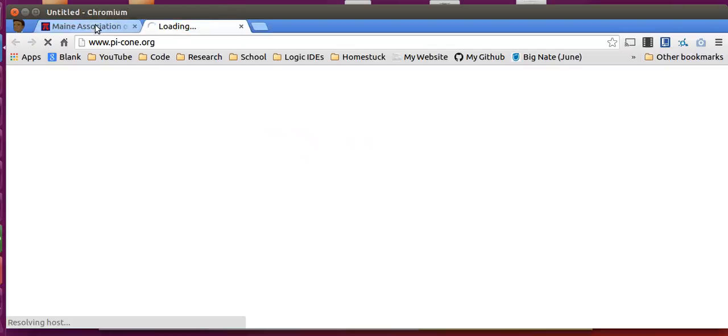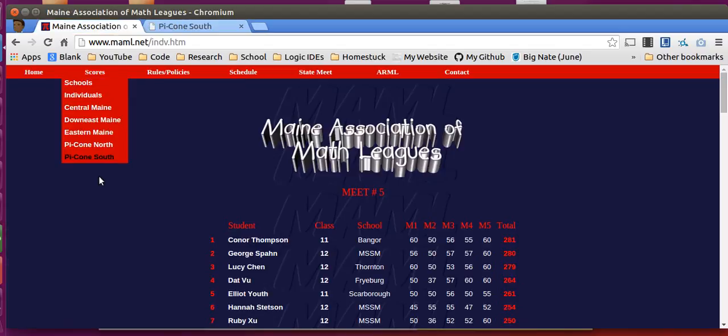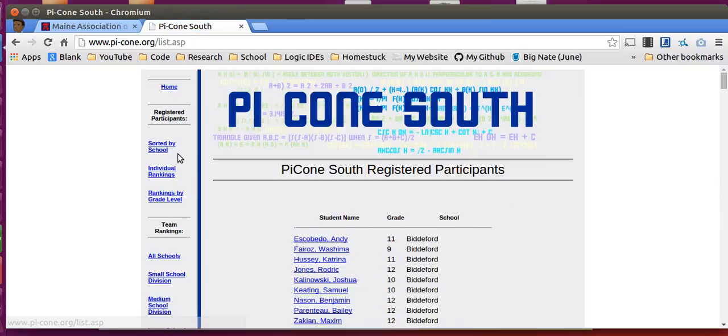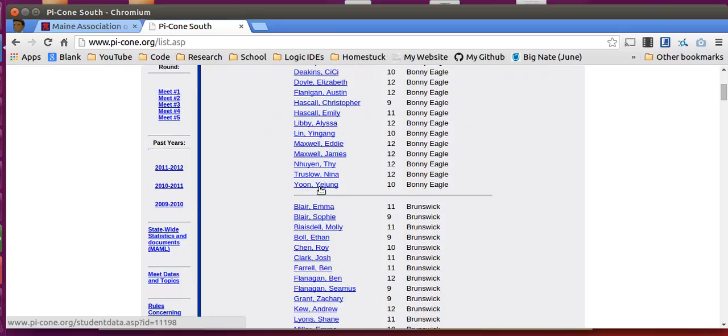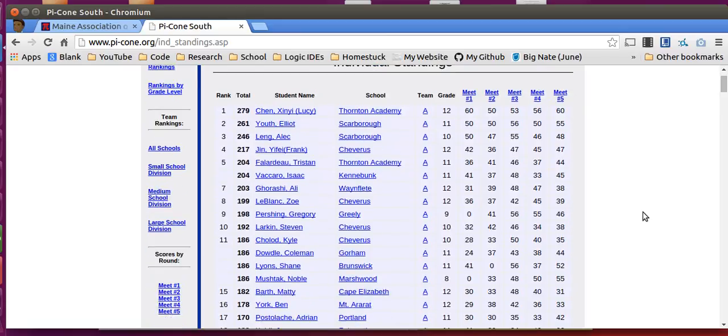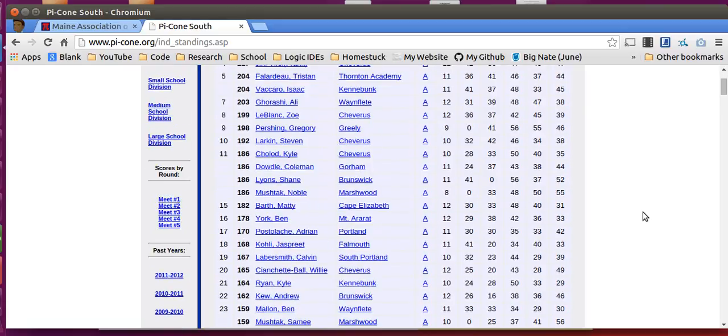There are different leagues. I'm in the Pikeland South League, and so I would compete with those schools. And they have rankings of people. So yeah, this is me. I got 11th this year. I was an 8th grader this year.